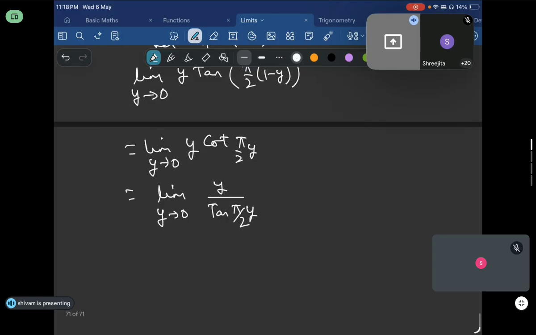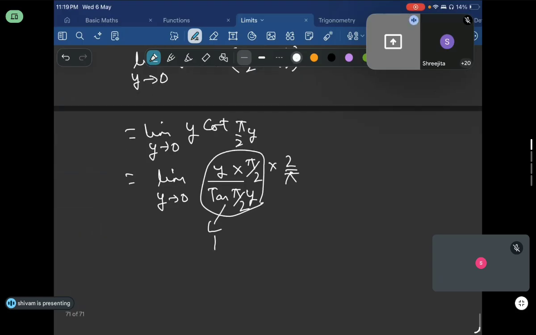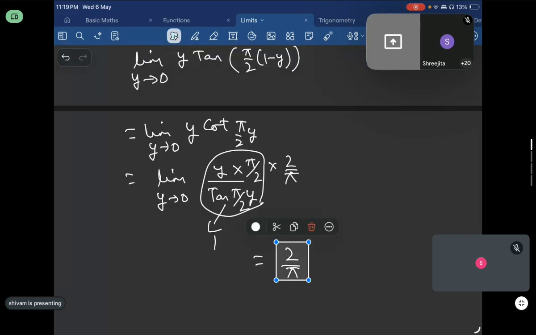Okay, let us convert it into standard form. We have to multiply by pi by 2 in the numerator and divide by pi by 2. So multiplied by pi by 2, this will be the standard form, into 2 by pi. So see everyone, this part will become 1, and finally you are going to get 2 by pi. If there is anyone having any doubt, you can ask me.